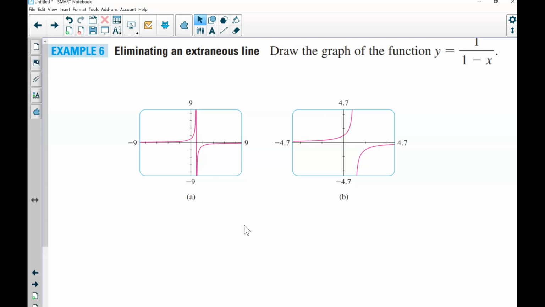So then we change to a smaller viewing rectangle of -4.7, 4.7 by -4.7, 4.7. In part B, you can see that we can obtain a much better graph.